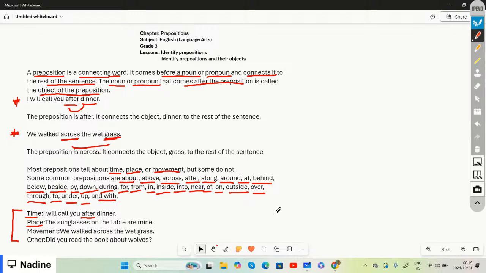And if we were to identify our preposition, and then we will say, it says the sunglasses on the table. Where are the sunglasses? It's on. And on, yes, well done. On is our preposition. It tells us where you'll find the sunglasses.